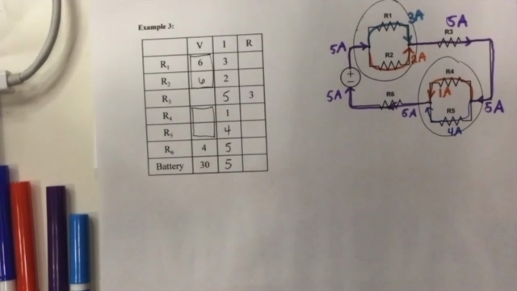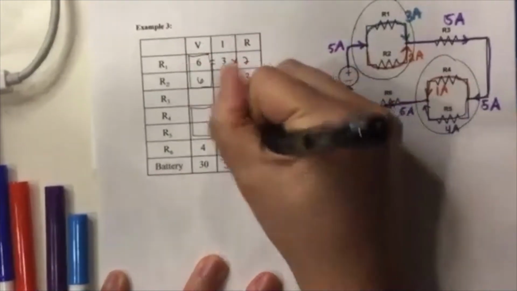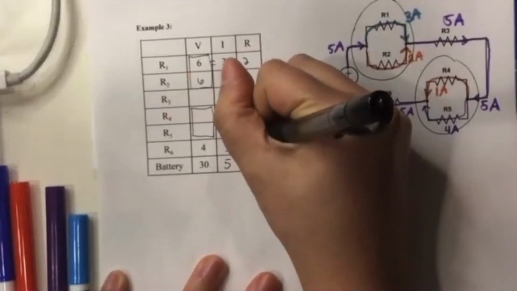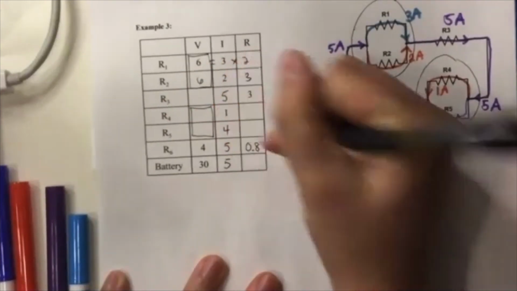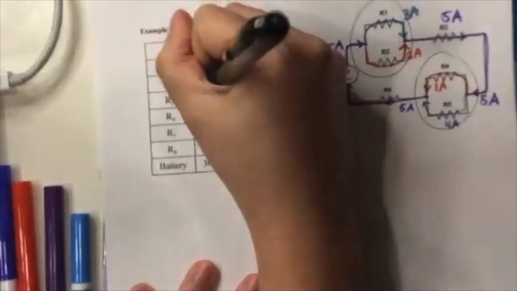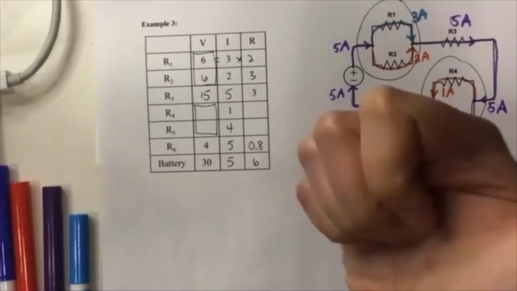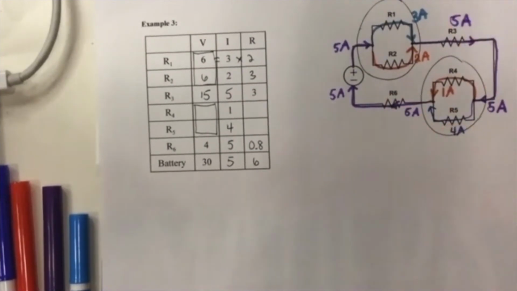This gets us almost enough information, so let's Ohm's law some things. 4 divided by 5, 0.8. 30 divided by 5 is 6. 5 times 3 is 15. All right, so now we're looking for a voltage. We've used the parallel rule. We've dealt with junction rule. We've identified things in series. We can't use Ohm's law anymore, so it has to be loop rule.